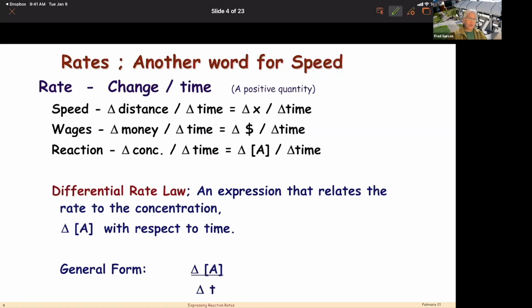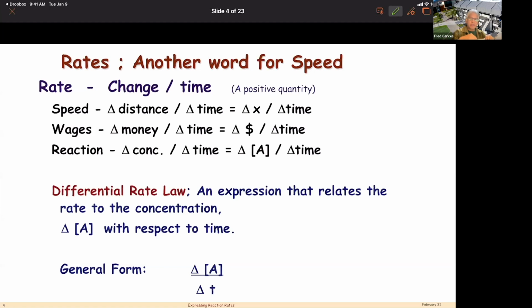It's really no different than rates that you are already exposed to. Rates that you have been exposed to is like the speed at which your car is running. If you are going down the freeway and you're abiding by the speed limit, you might be going 65 miles per hour. What does that mean? It means that in 1 hour's time, you've covered the distance of 65 miles.